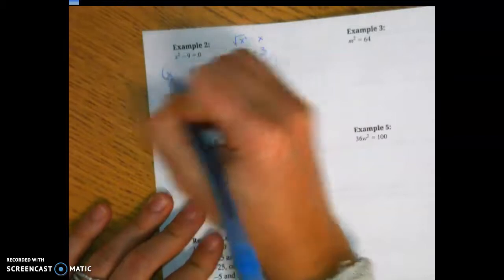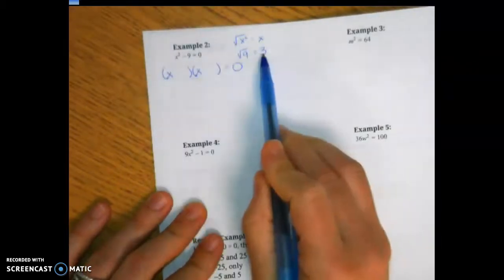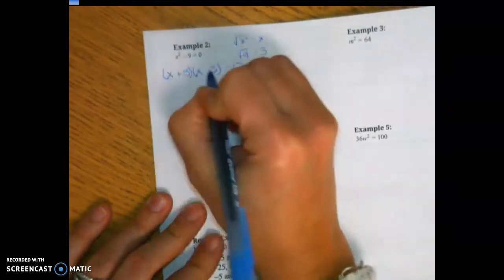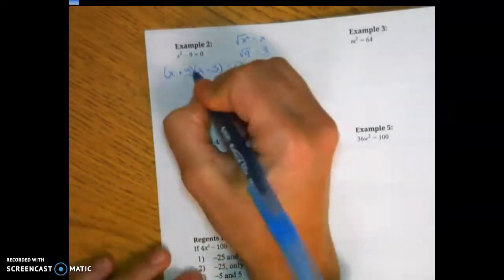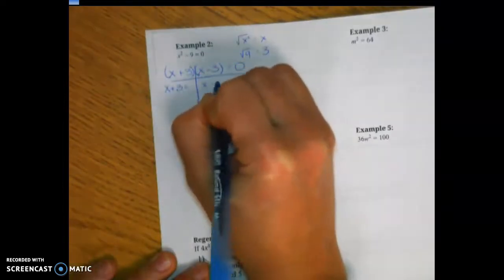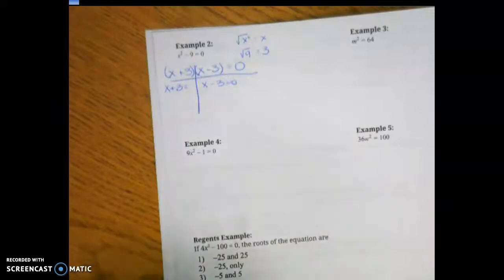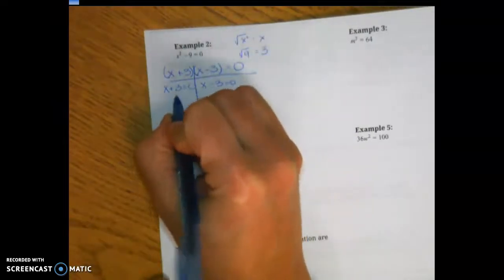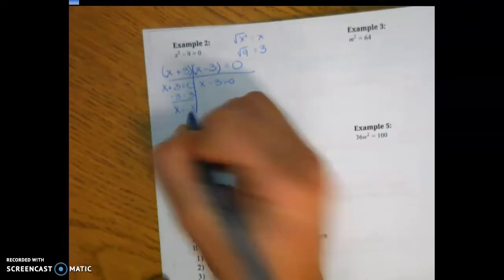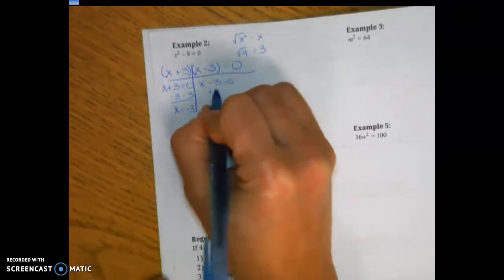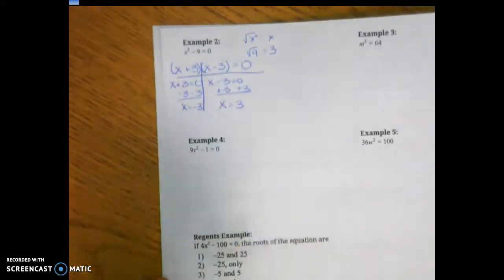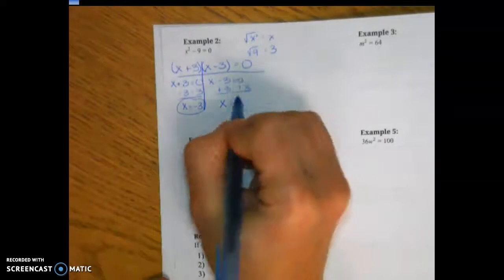I'm going to have x and x, and then the 3 will go here and here. And one of these will be a plus and one will be a minus. Okay, then I'll set both factors equal to 0, so x plus 3 equals 0, and x minus 3 equals 0. And then I'll solve both one-step equations. Okay, for this one, I'll subtract 3 from both sides. I'll get x equals negative 3. And then on this one, I'll add 3 to both sides, so I'll get x equals 3. So for this one, I have two solutions, x equals negative 3 and x equals 3.